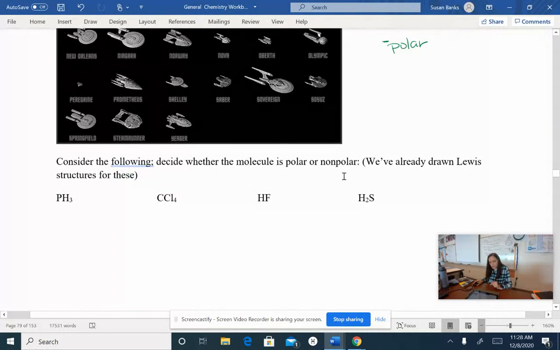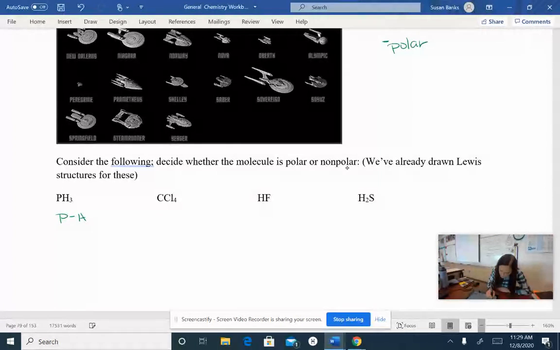So we're going to consider the following, and these are all Lewis structures that we've drawn before. Okay? So I'm going to just draw them really quickly, and then we're going to look at the three-dimensional shape. Okay? So PH3. We've got this shape right here. So this will give me a trigonal pyramidal shape for my molecular geometry.